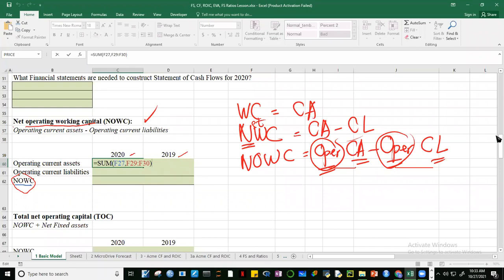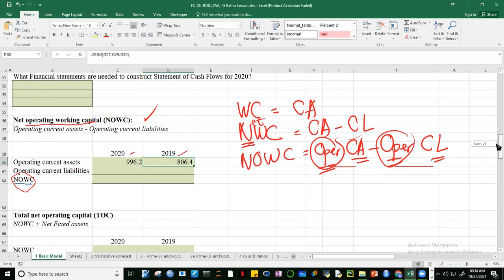Answer, please, guys. Yes or no? If I'm going to copy this formula to the right. Okay. Yes, that's correct. We can copy this formula to the right. So let me copy this to the right. So this will be our operating current assets for 2019.